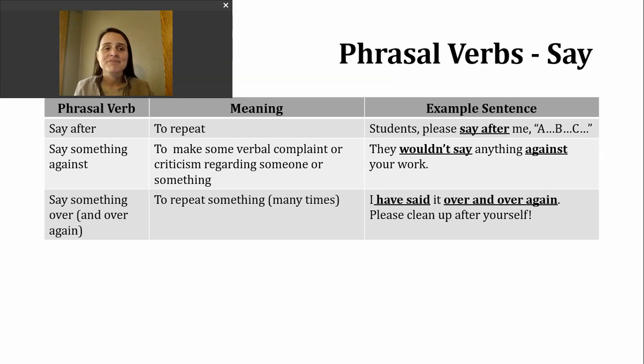Another phrasal verb you might hear is to say something over. And connected to that is perhaps to say something over and over again. And both of these are connected in meaning, and they generally mean that something is being repeated. And if we add that and over again, that indicates it has been said many times. So here it is in a sentence. I've said it over and over again. Please clean up after yourself.